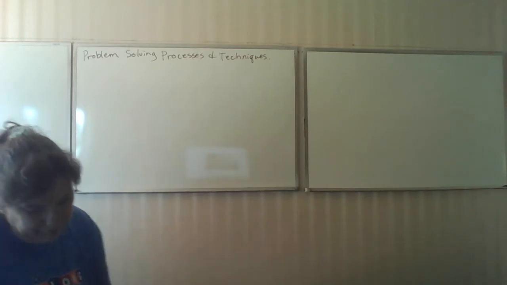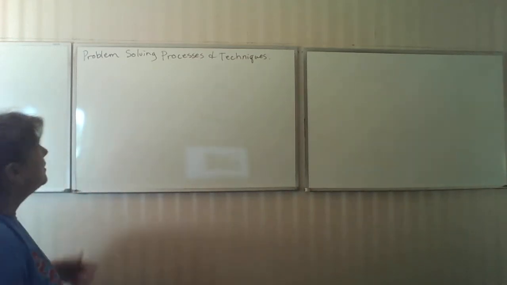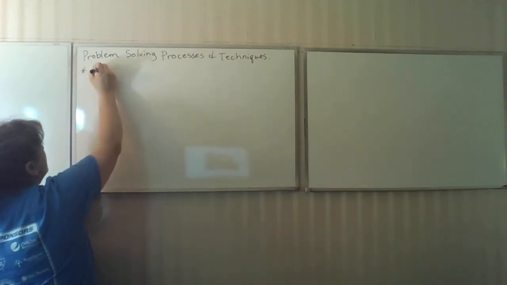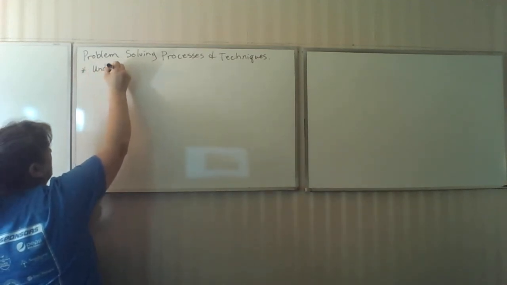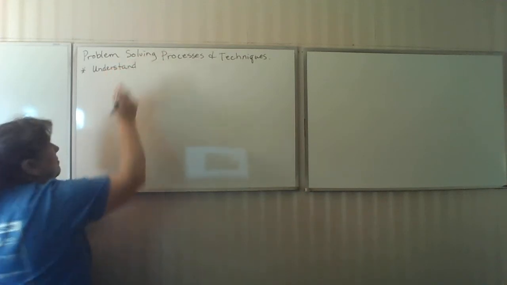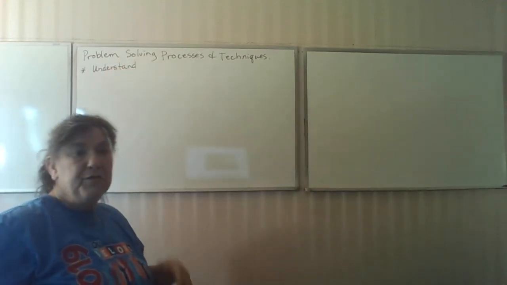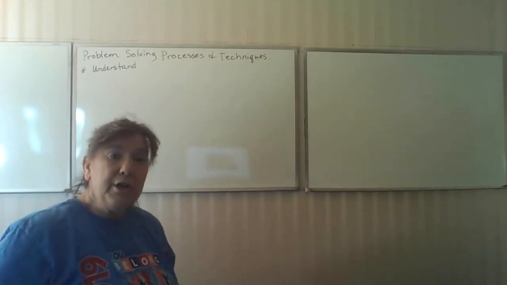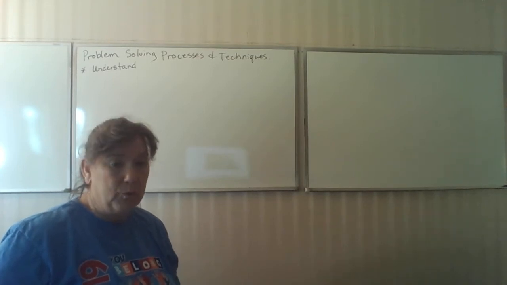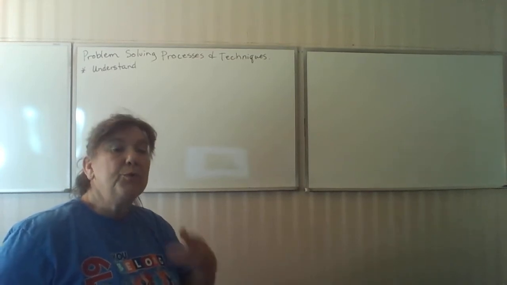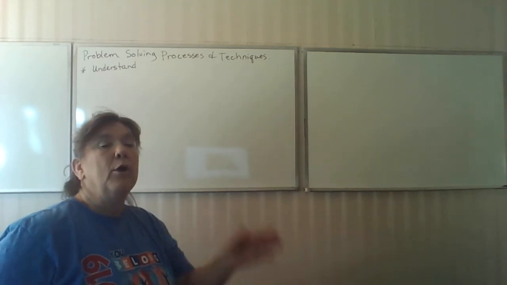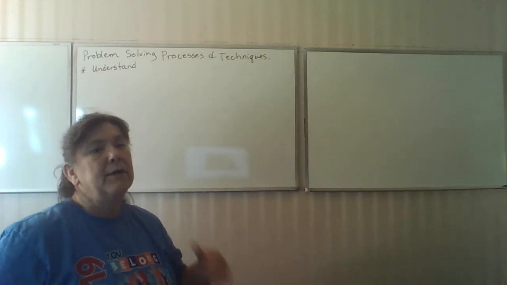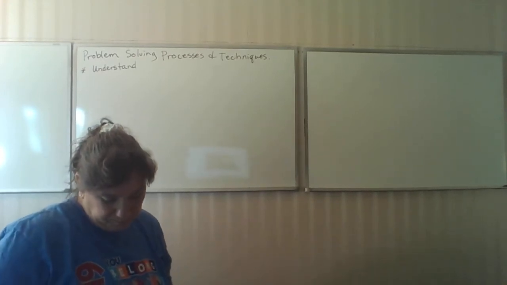Okay, so how do we go about solving problems? Well, first of all, understand the problem. To understand the problem, you're going to have to read it. If you read it once and you don't understand it, read it again. If you still don't understand it, read it out loud, okay? Make sure you understand what the problem is saying. Rephrase the problem. Tell somebody else what the problem says. You have to understand the problem.